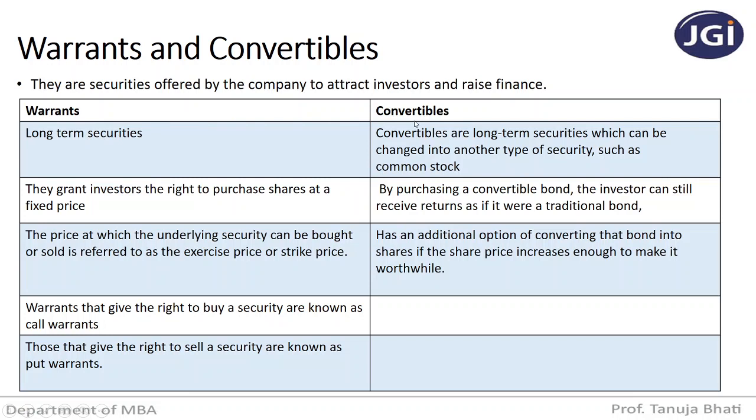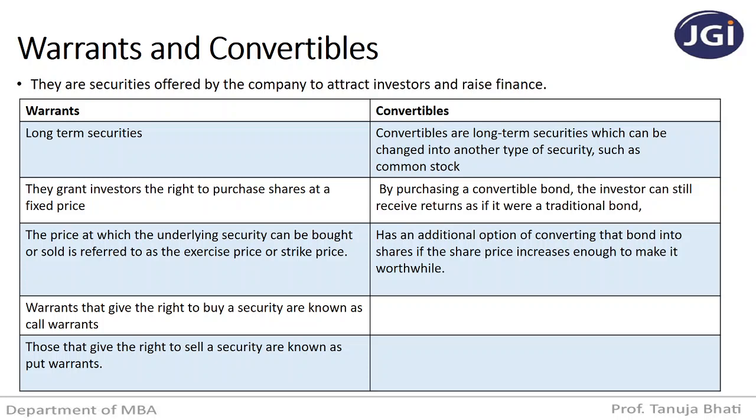And what are convertibles? Convertibles are long-term securities which can be changed into another type of security such as common stock. So we'll just go through this. Warrants are long-term securities. They grant investors the right to purchase shares at a fixed price. The price at which the underlying security can be bought or sold is referred to as exercise price or strike price. So what is the meaning of exercise price or strike price? See, the company issues the warrants. The one who purchases the warrant becomes the holder of the warrant.